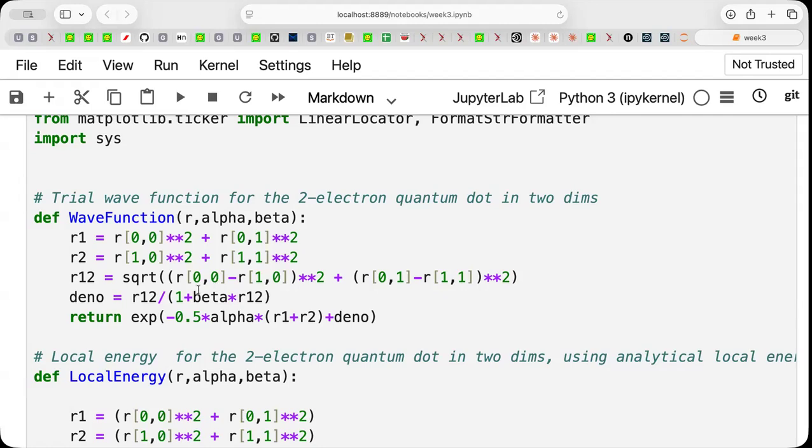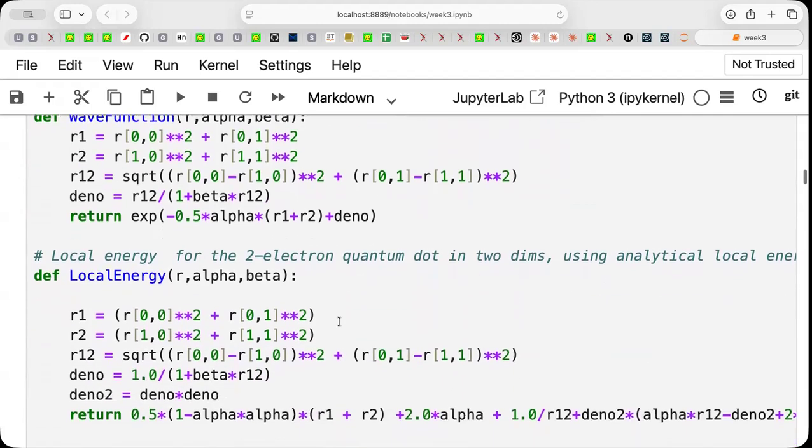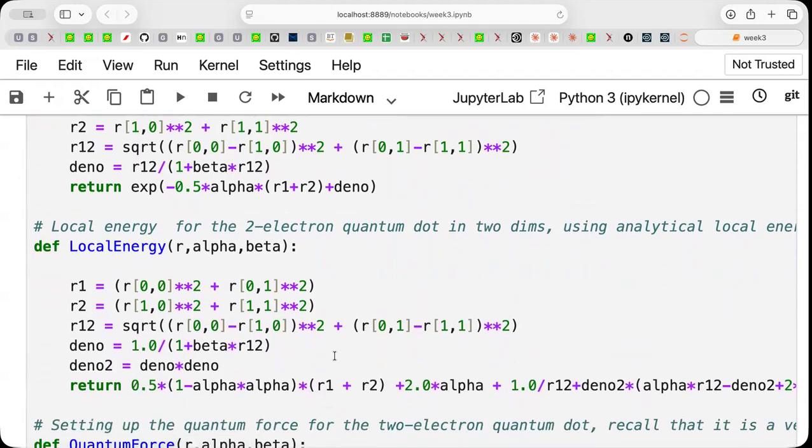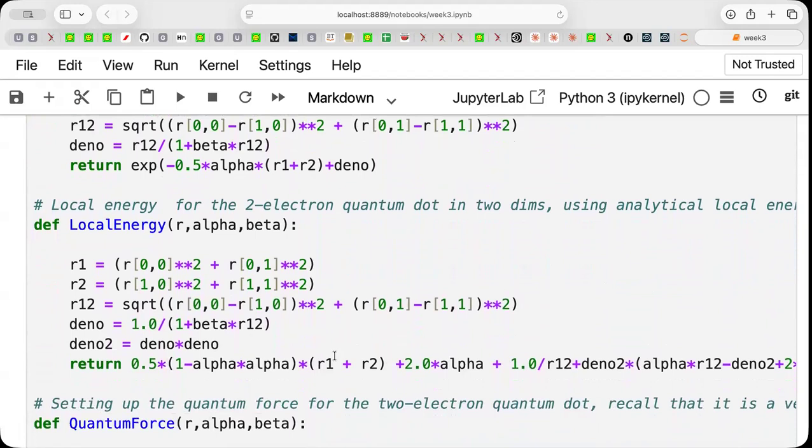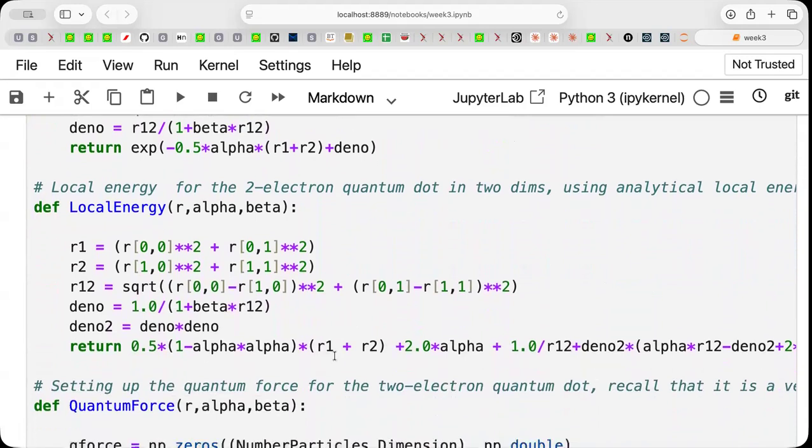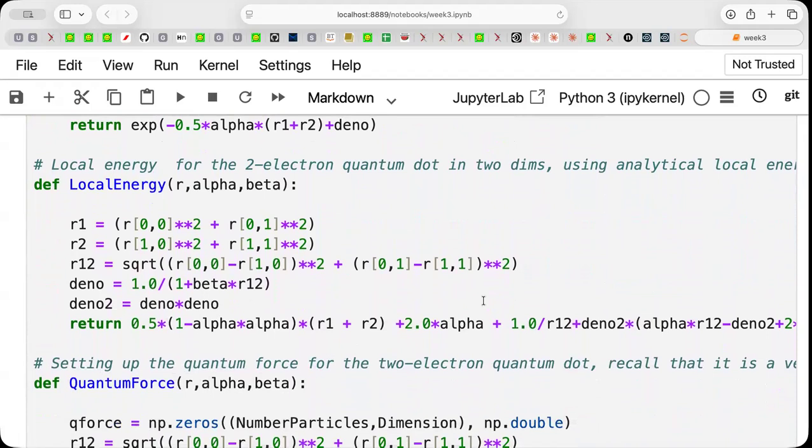And then there is something which we are going to look at a little bit later, which we call a Jastrow factor. And this gives us a slightly modified wave function and also a slightly modified local energy, but we can still calculate it analytically. And this is what I have done here. It's a slightly more complicated expression.